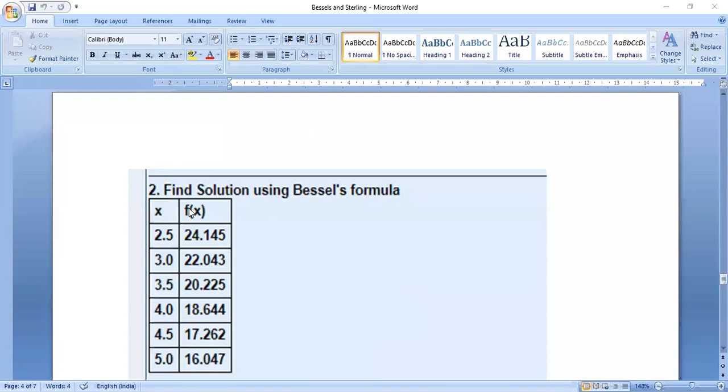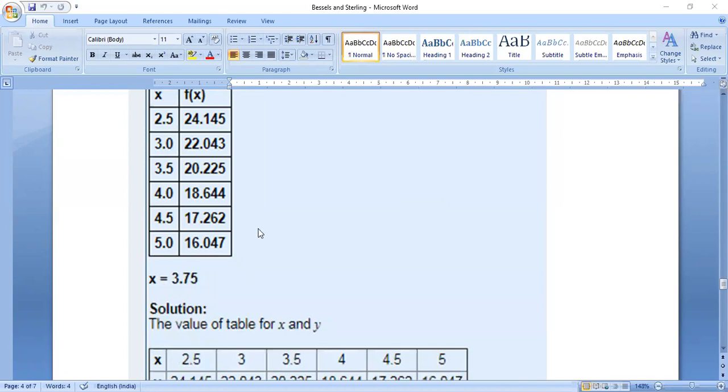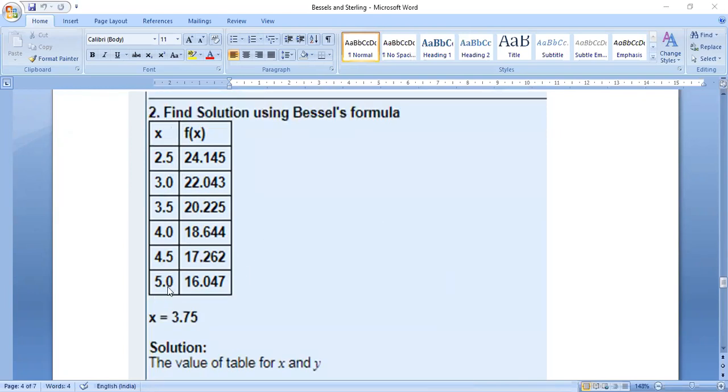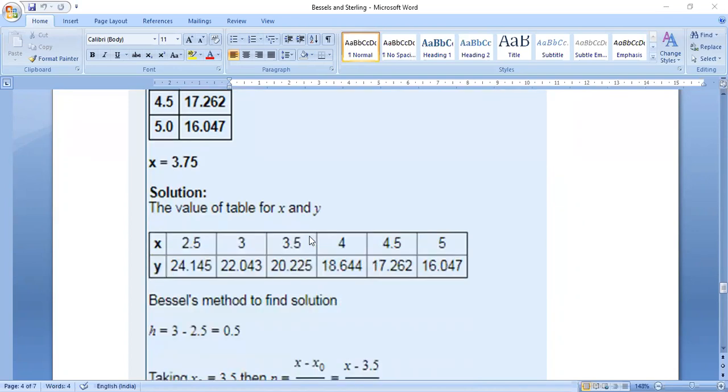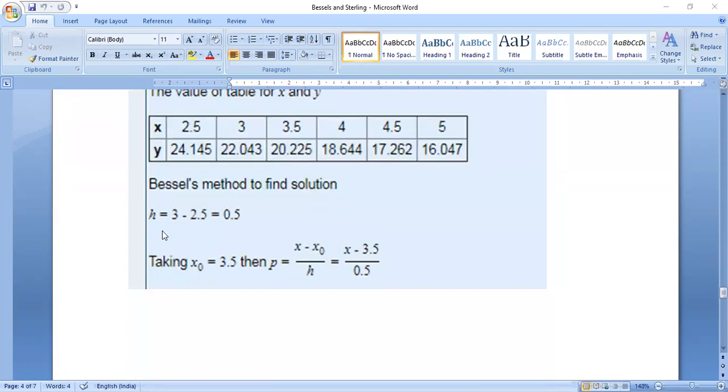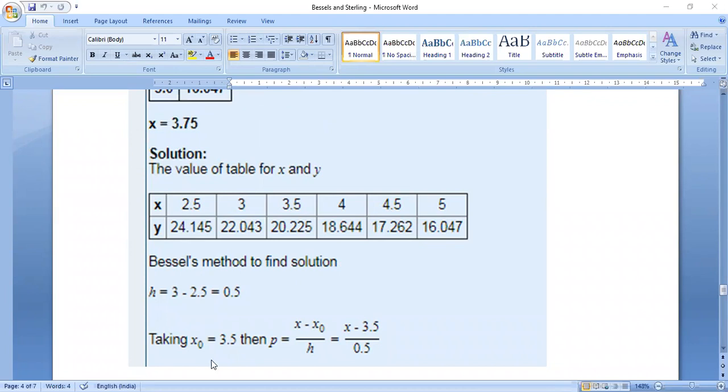So next problem, find the solution by using Bessel's formula at x is equal to 3.75. Here the x values start from 2.5 and the f of x values are also given. For Bessel's method, first we are going to find h. H has been found from second value minus first value, which is equal to 0.5. I am going to take x naught is equal to 3.5, because we are going to find the value for x is equal to 3.75, and 3.5 is very close to 3.75. That's why we are considering x naught is equal to 3.5. Then p is equal to x minus x naught divided by h, which is x minus 3.5 divided by 0.5.